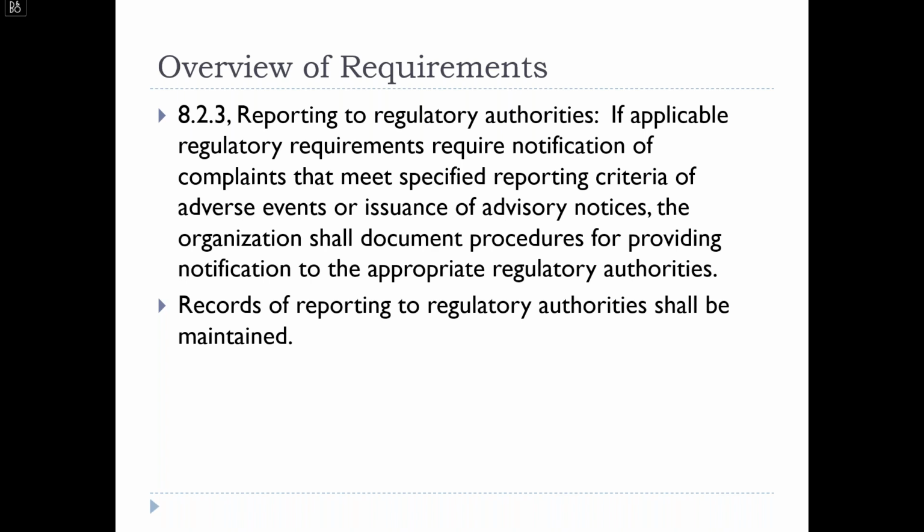8.2.3 relates to reporting to regulatory authorities. If the applicable regulatory requirements require notification of complaints that meet specified reporting criteria, likely related to adverse events or issuance of advisory notices, the organization shall have a documented procedure for providing notification to the appropriate regulatory authorities. And the fact that the report was made to the regulatory authority needs to be recorded.